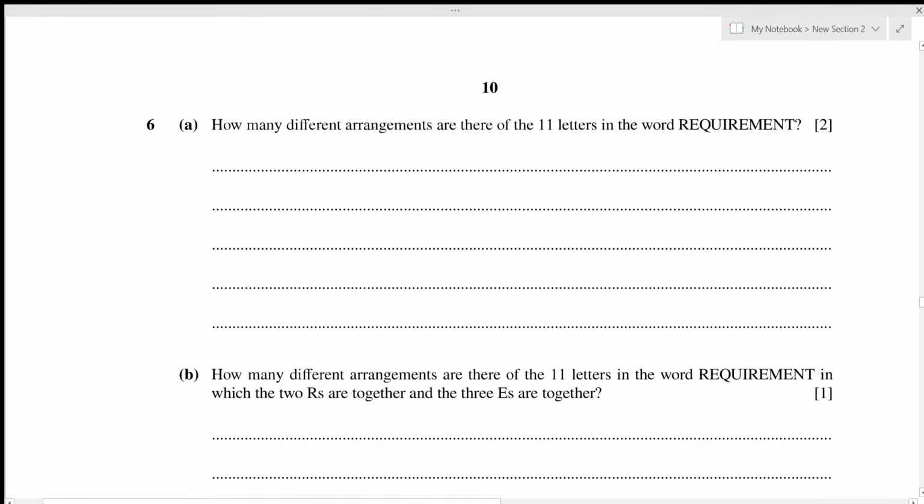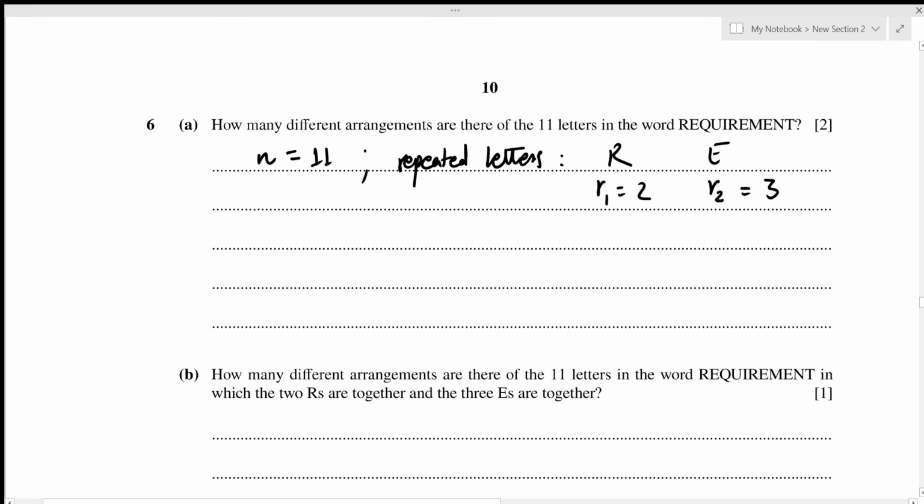How many different arrangements are there of the 11 letters in the word requirement? Alright, so I'm just going to list the total number of letters denoted by n, which is going to be 11. I'm also going to list the repeated letters. So we have 2 repeated letters in this word, that's R and E. And R occurs 2 times, whereas E occurs 3 times.